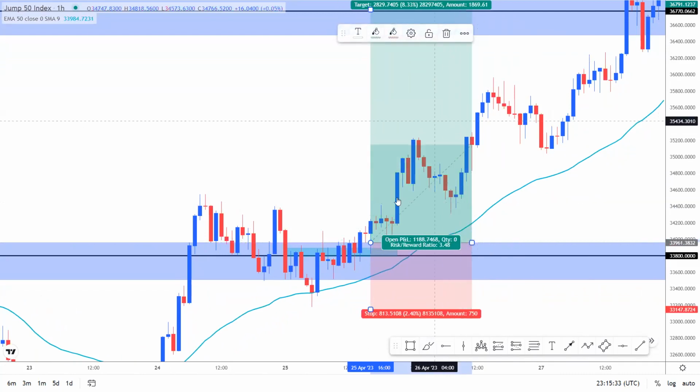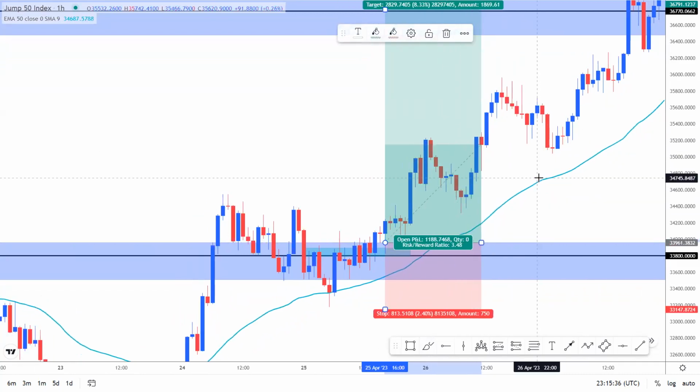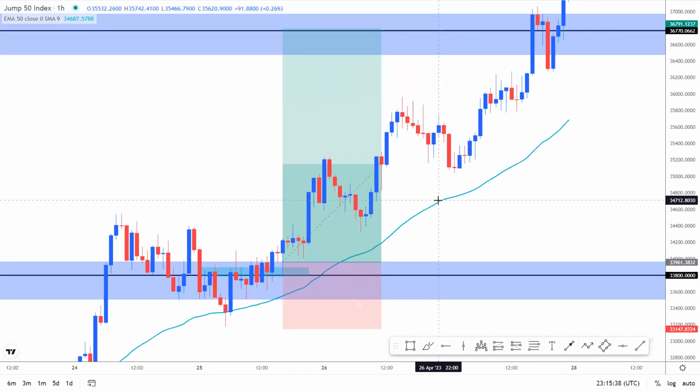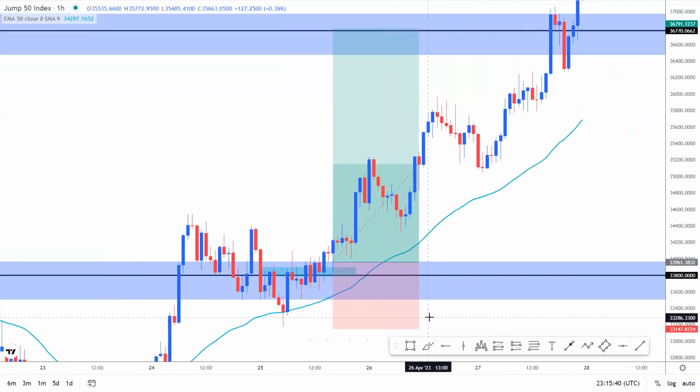And then you can see price started moving after that. And then the very next entry I got was somewhere around the level right here.